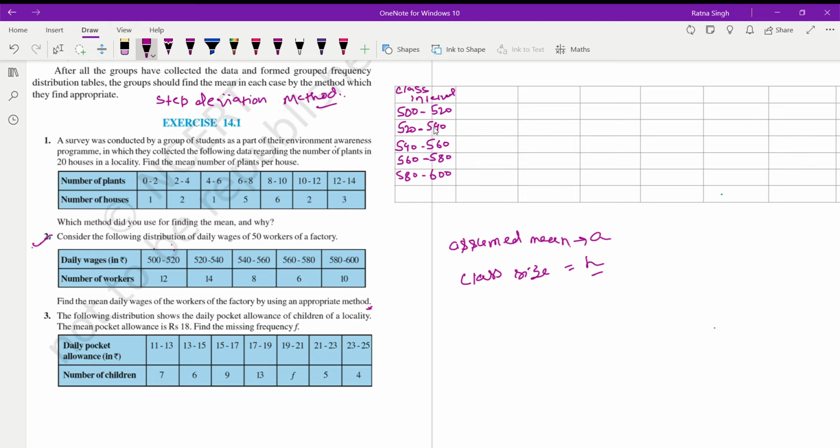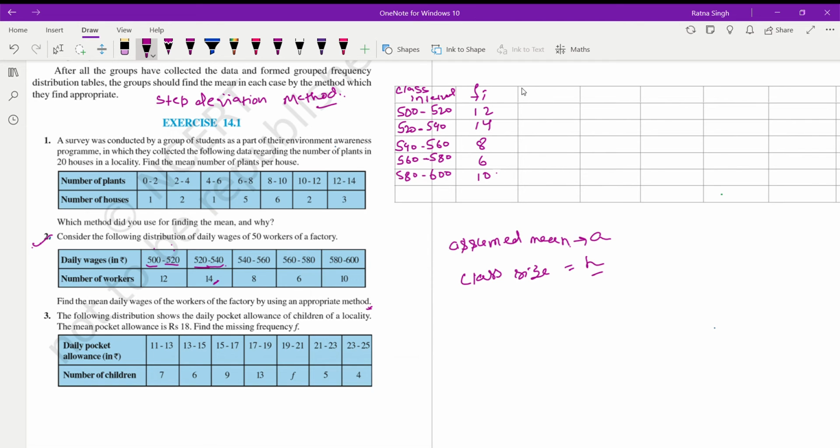And then frequency. The number of workers we denote by frequency, that is Fi, frequency of occurrence. It means 12 workers have daily wages which range between 500 to 520. Likewise, 14 workers have daily wages of 520 to 540. So this is called frequency of occurrence, and it is 12 for this, 14, 8, 6 and 10.